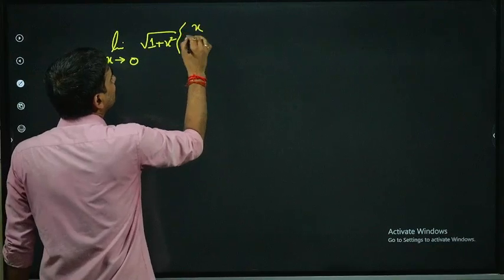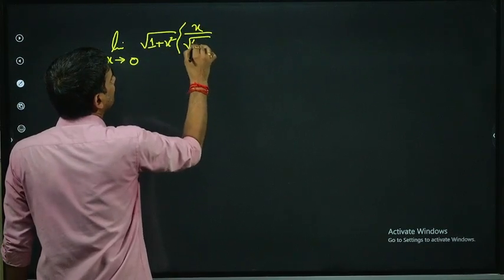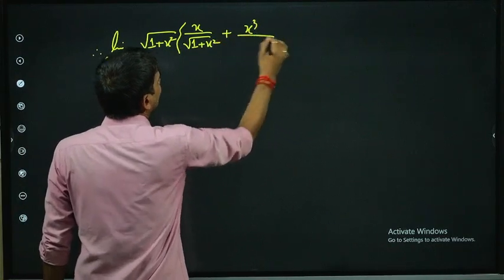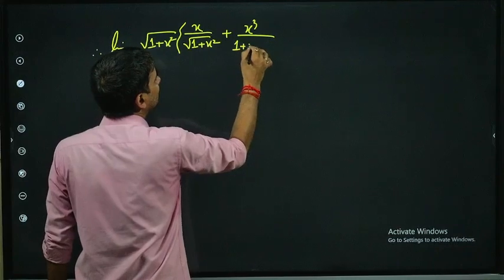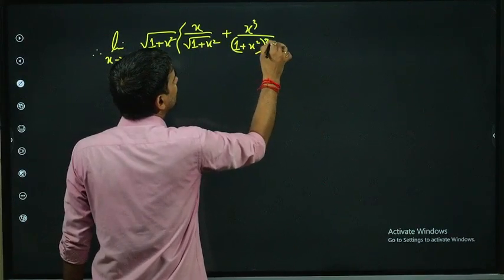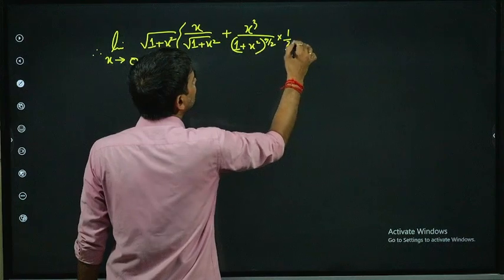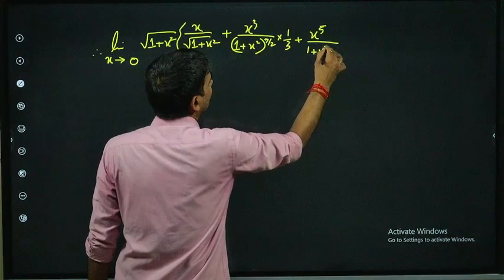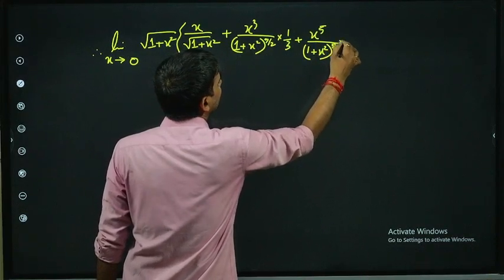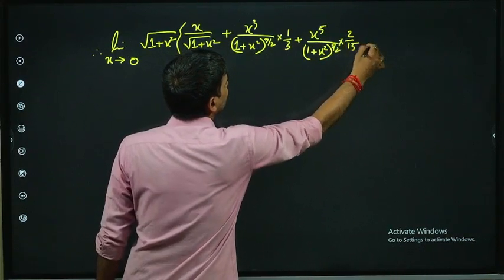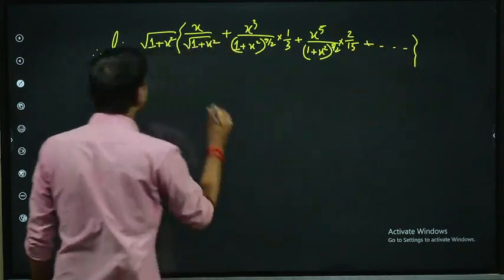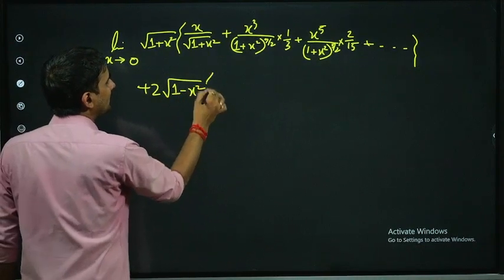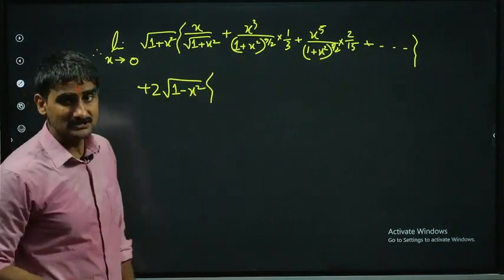T is x upon under root of 1 plus x square plus its cube, x cube upon (1 plus x square) raised to the power 3 by 2 into 1 by 3 plus x raised to the power 5 upon (1 plus x square) raised to the power 5 by 2 into 2 by 15 plus dot dot dot, and then plus 2 times under root of 1 minus x square, expanding the series for sine t.